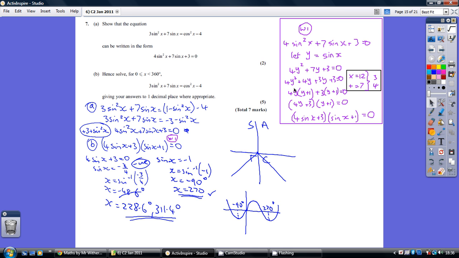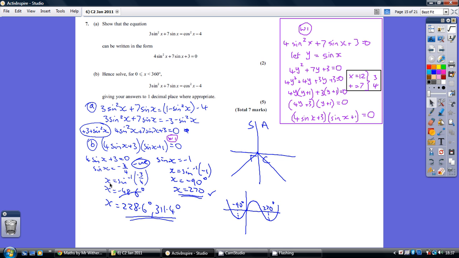I do that over here. So if you're not comfortable with how to factorize a quadratic equation, follow this bit in purple. So we end up with this pair of brackets here. So for that to equal 0, either the first bracket's got to be 0 or this second bracket's got to be 0. So with this bracket here, rearranging this, we get sine x equals minus 3/4.